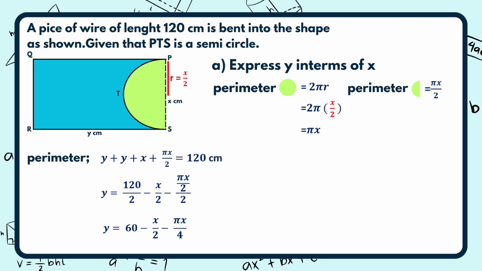To express y in terms of x, we need to generate an equation of the perimeter based on the given question. So we will get y plus x plus pi x over 2 equals 120 cm. Since we need to express y in terms of x, y needs to be on the left hand side. We will get y equals 120 over 2 minus x over 2 minus pi x over 2 over 2. Then simplify, and we will get the final answer for this question: y equals 60 minus x over 2 minus pi x over 4.